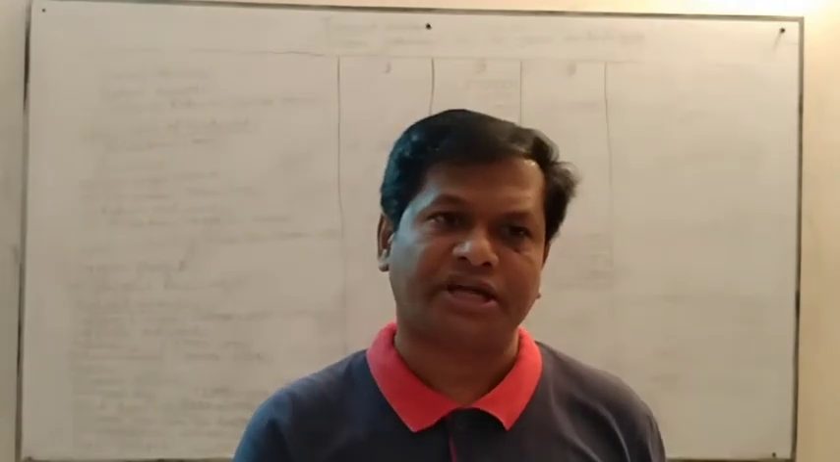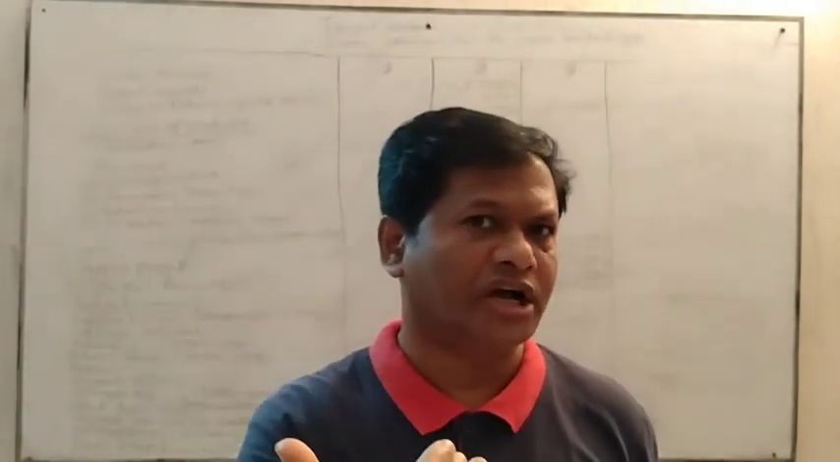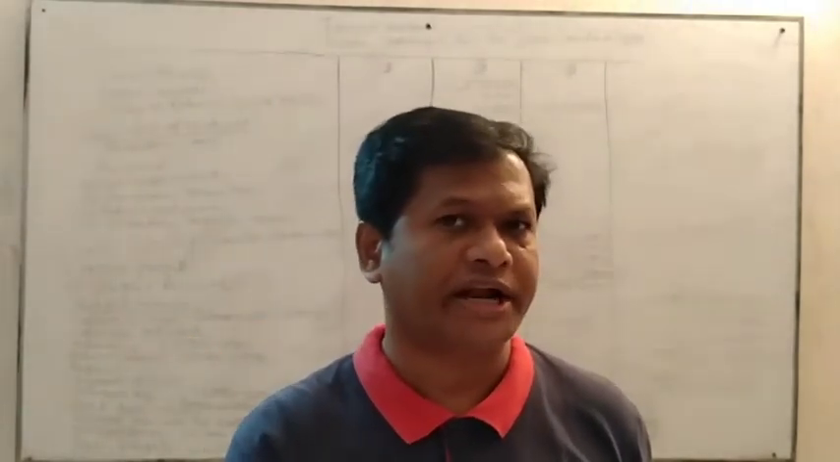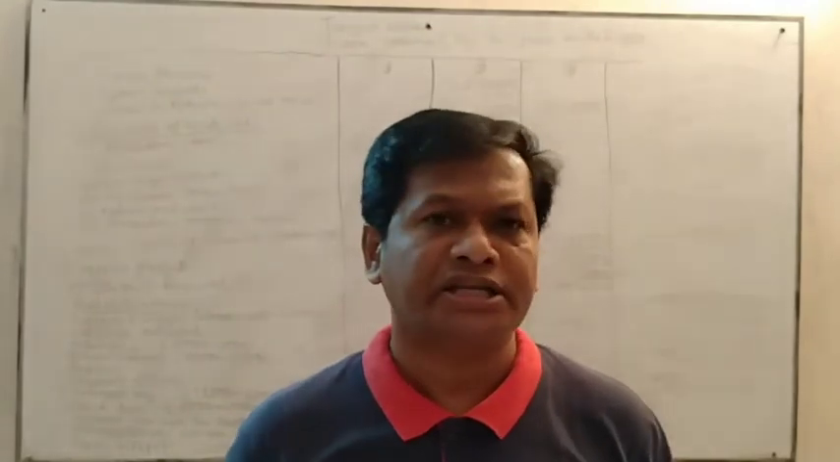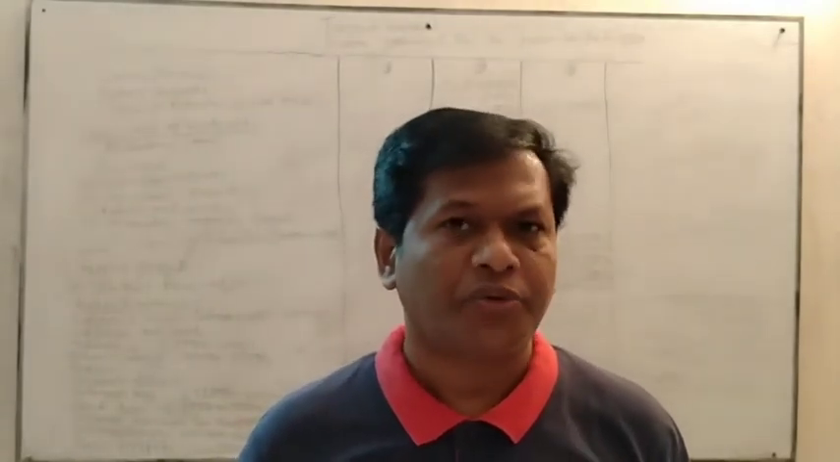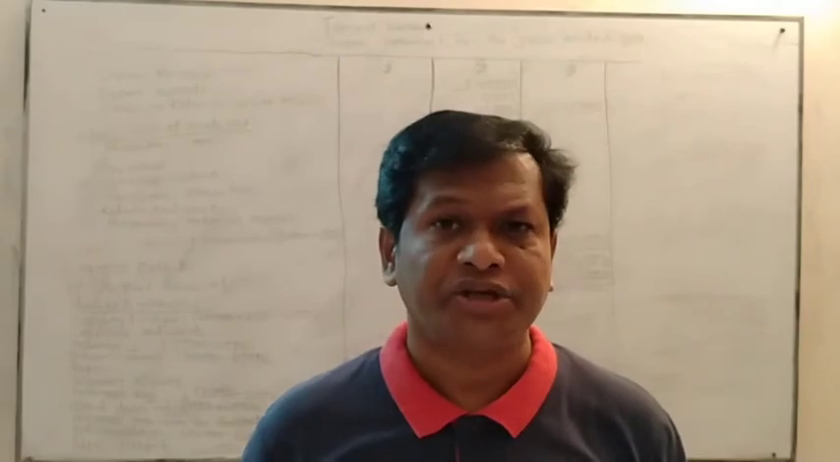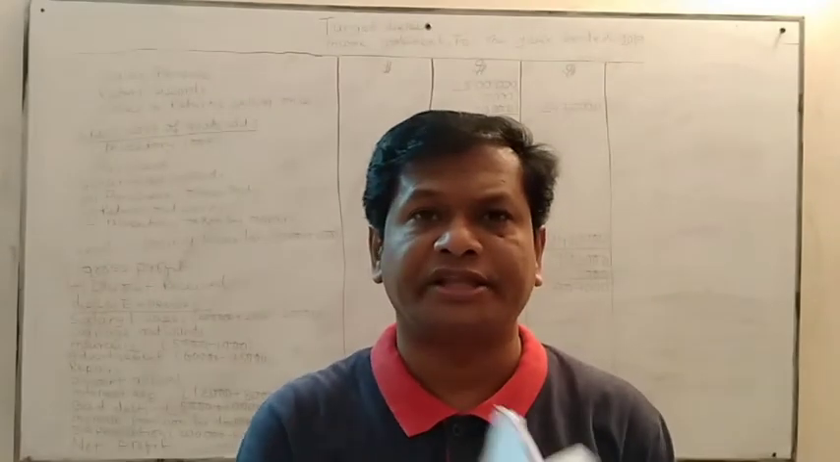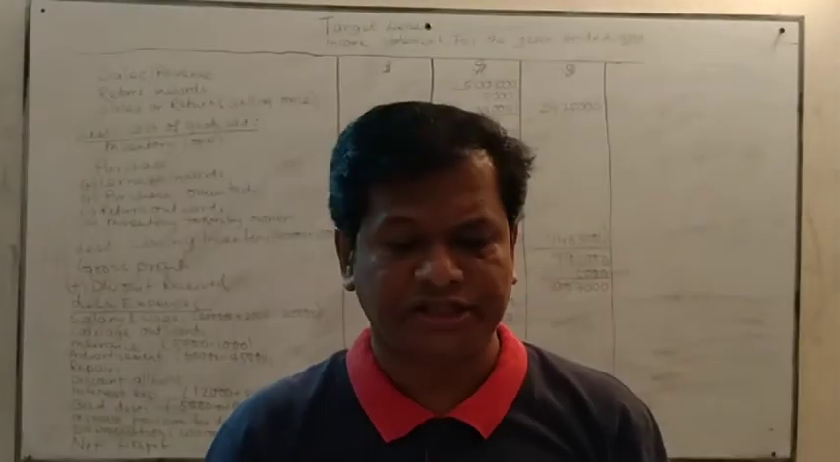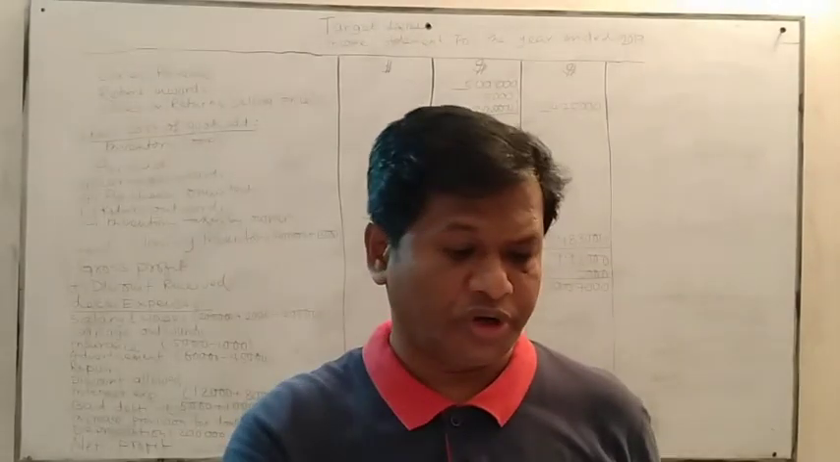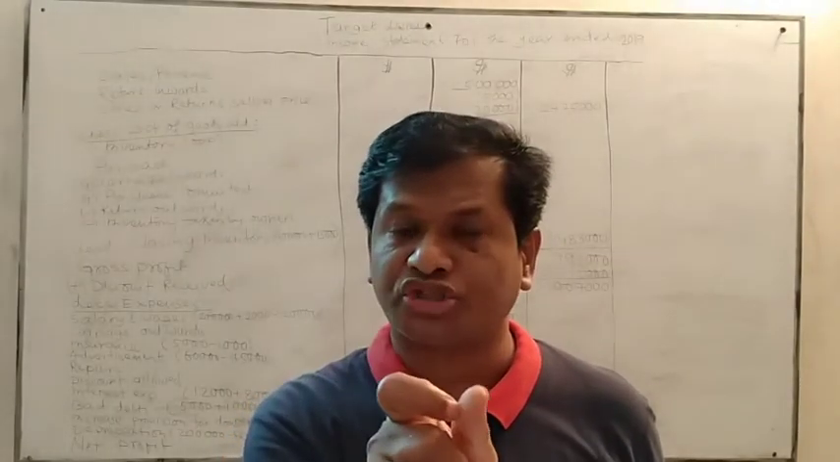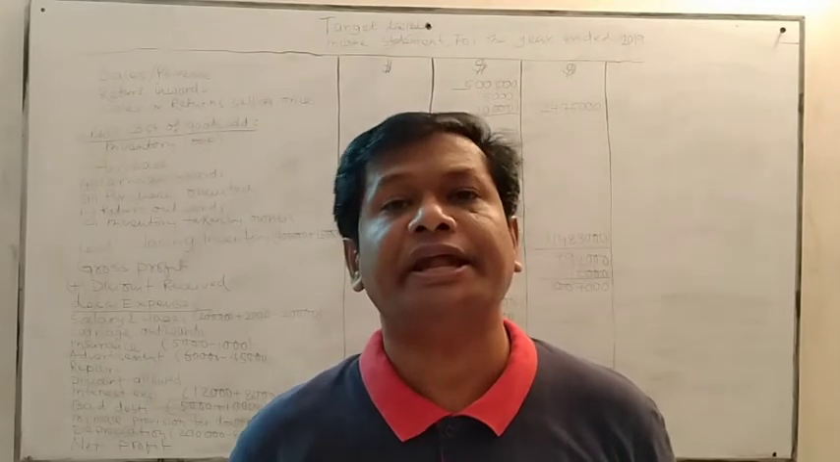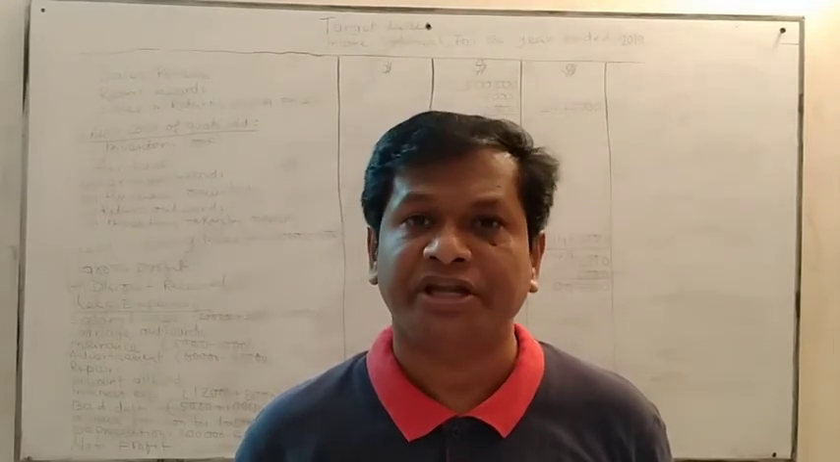One is non-current asset and another is current asset. So you can start with either non-current asset or current asset. I prefer that you start from the non-current assets. Whenever you write the non-current assets, you have to write 3 columns like this. First of all, you have to write cost, then depreciation, then net book value, NBV.